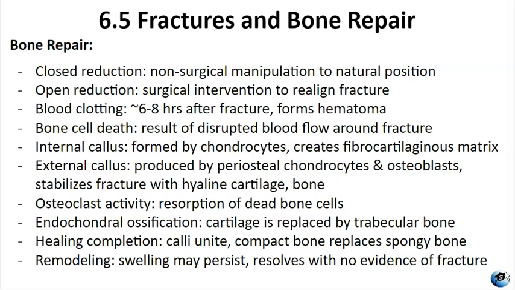Over the next several weeks, osteoclasts reabsorb the dead bone, while osteogenic cells become active, divide and differentiate into osteoblasts. The cartilage in the callus is replaced by trabecular bone via endochondral ossification. Eventually, the internal and external calli unite, and compact bone replaces spongy bone at the outer margins of the fracture, completing the healing process. A slight swelling may persist on the outer surface of the bone, but often this region undergoes remodeling. No external evidence of the fracture typically remains after remodeling is complete.